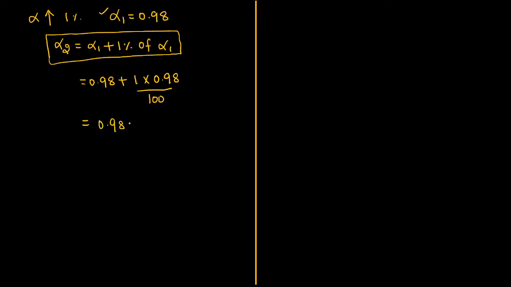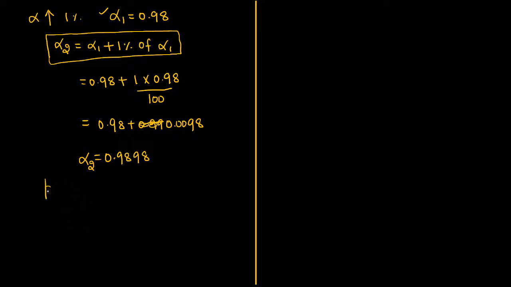So 0.98 plus 0.0098. If we add these two values, what will you get? You will get 0.9898. Yes or no? We just have to add this value to the 0.98. Yes, sir. That is the new value of alpha.